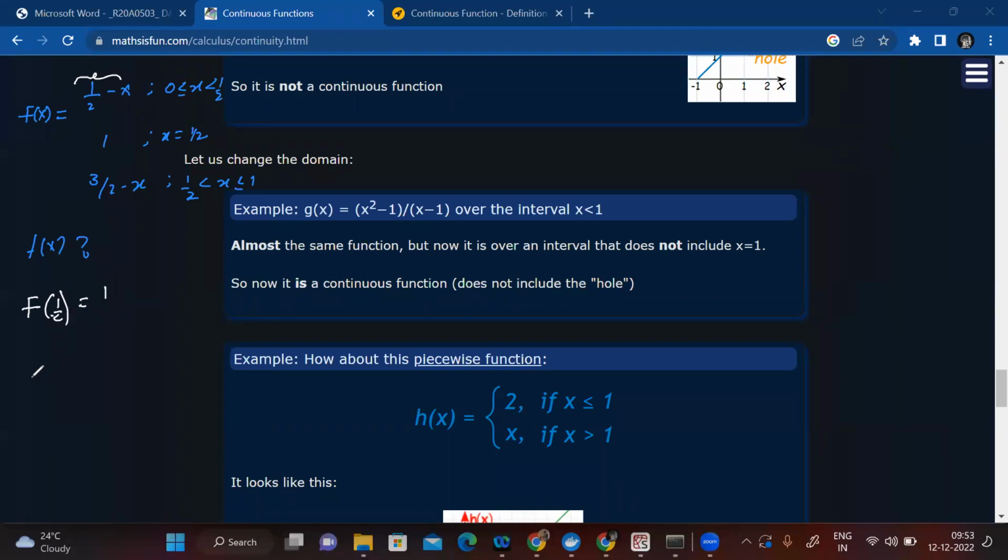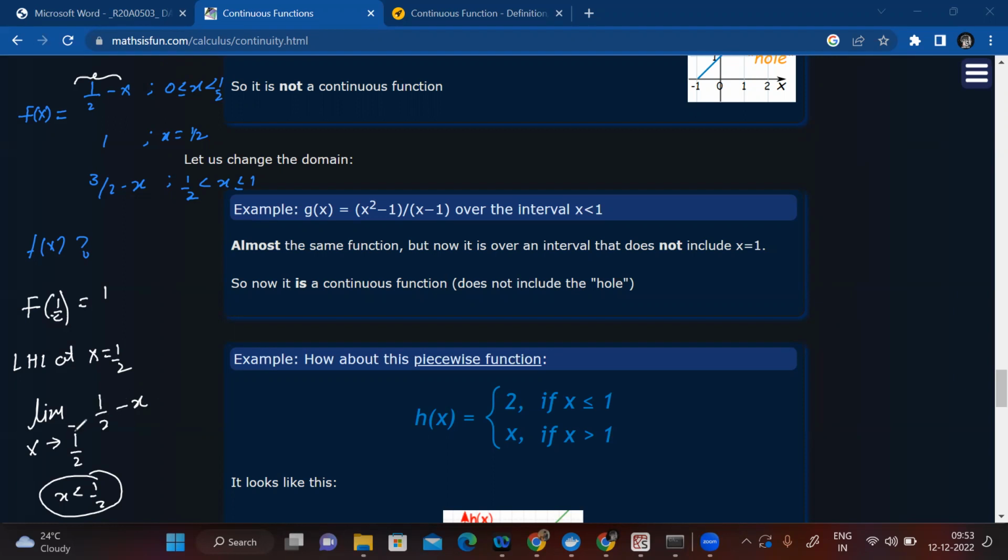And now let's find the left hand limit. We are discussing continuity at the point x equal to 1 by 2. The left hand limit at x equal to 1 by 2 is defined like this: limit x approaches 1 by 2 minus. Left hand limit means x is less than 1 by 2. If you are writing Python code, there will be multiple if else conditions. If x is less than 1 by 2, it will hit this block, which is 1 by 2 minus x.